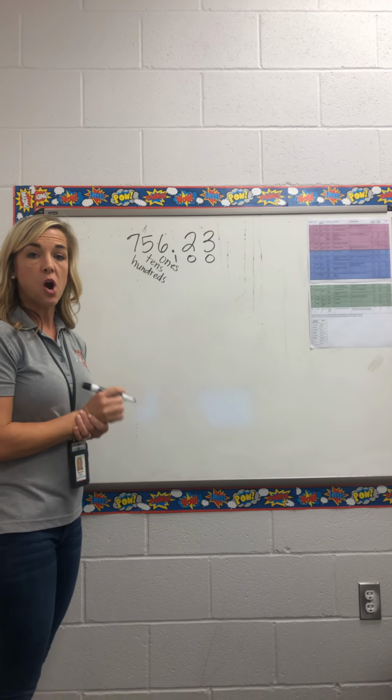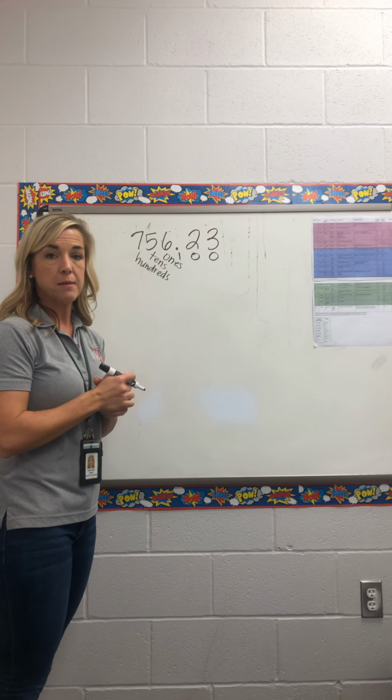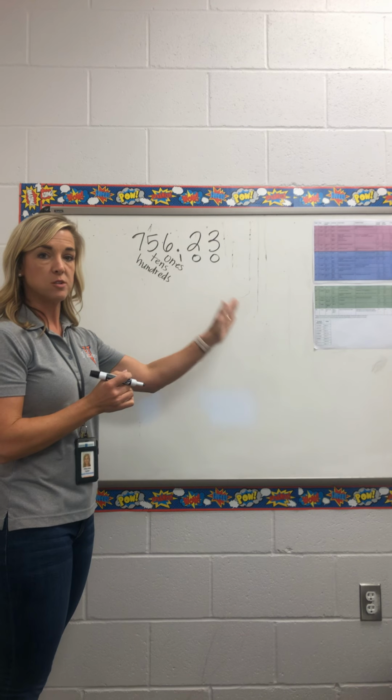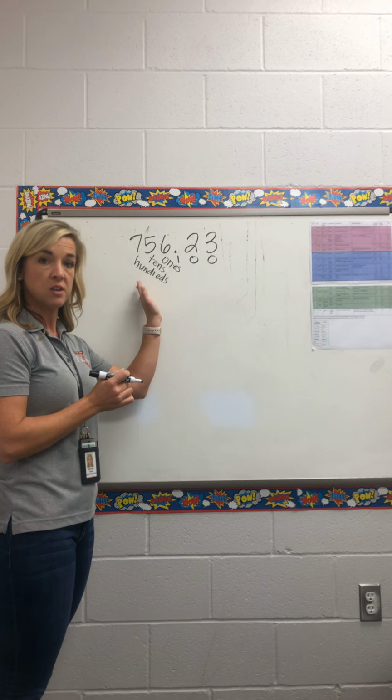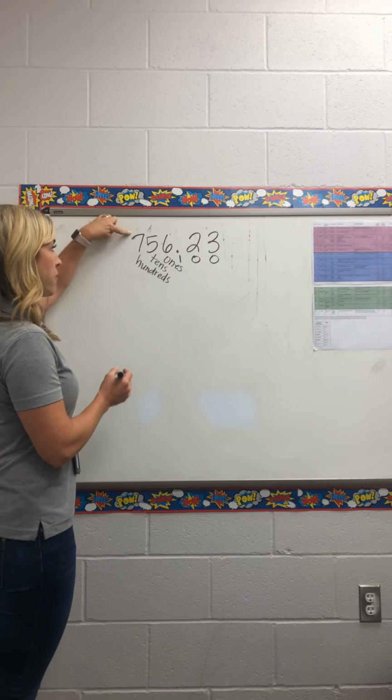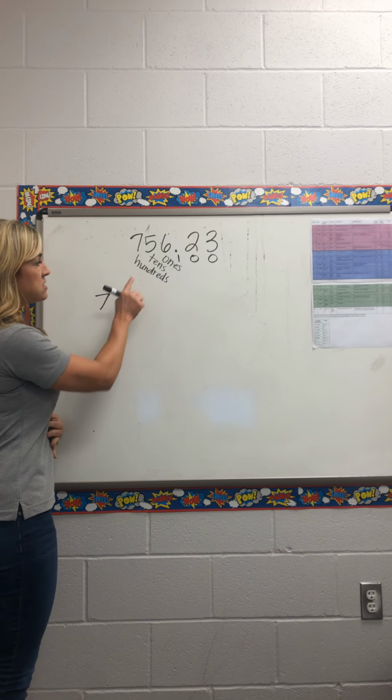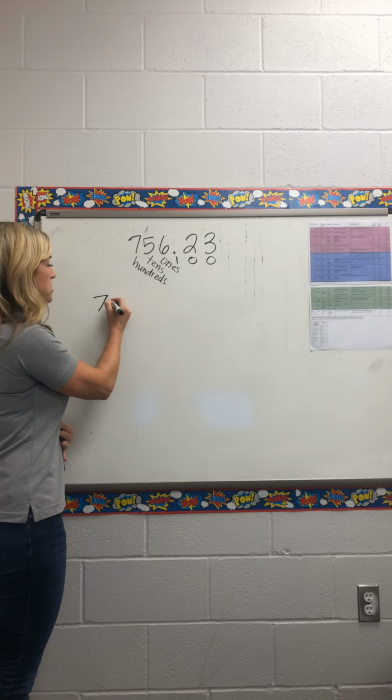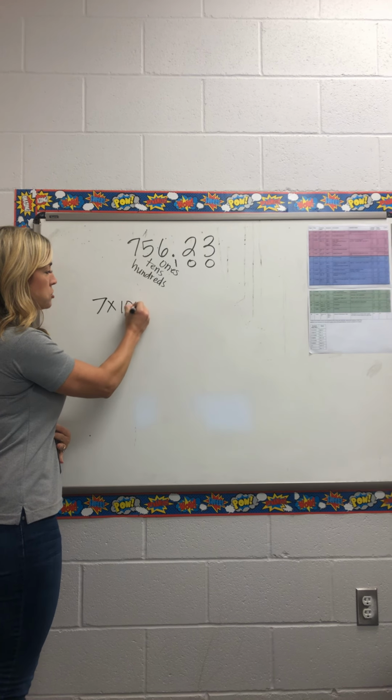And then we just start with a digit and multiply it times the place value, working from left to right. So start with your biggest place value first. The further we go to the left, the bigger our place value gets. So our first digit is 7. And because 7 is in the hundreds place, we would do 7 times 100.